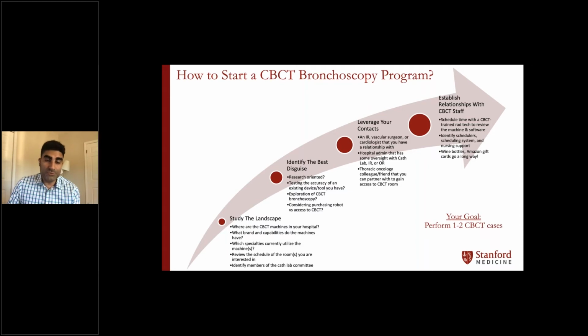Your ultimate goal is really, can you perform 1 to 2 cone beam CT cases? Because once you do that, you're finally in. Now it's about staying there.